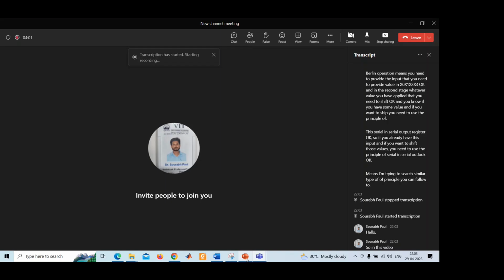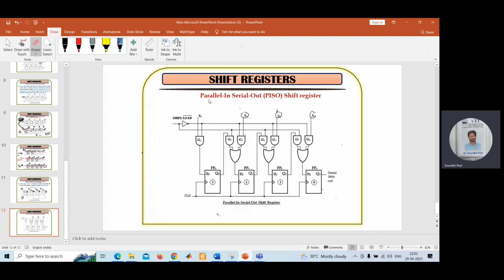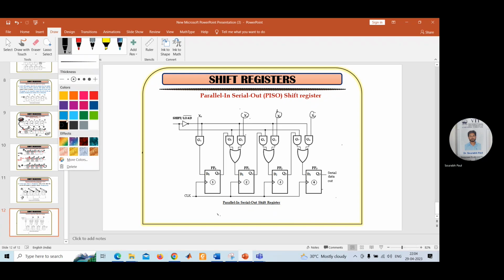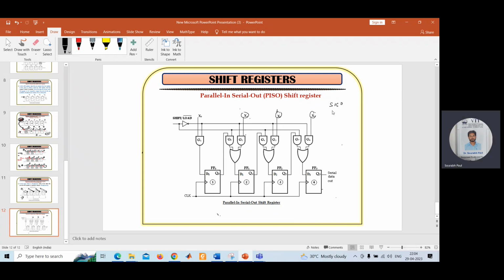I'm going to discuss the last category of shift register, that is parallel in serial out shift register. Before that, in my previous lectures, I discussed the remaining three categories: serial in serial out, or SISO, then serial in parallel out, or SIPO, and parallel in parallel out, PIPO. So these three things I discussed in my previous lecture. Now in this lecture, I'm going to cover the last category, that is parallel in serial out.